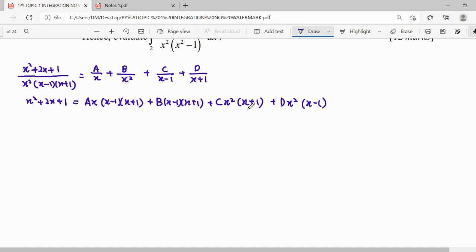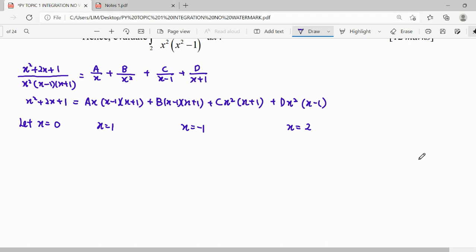Then we have to let x four times because we have 4 unknowns here, a, b, c, d. So what can we choose here? We can choose from our roots: x is 0, then x is 1, then x is -1. For another x value, we don't have any roots that we can choose, so we can randomly put one value. Okay, maybe 2, so that we can calculate.